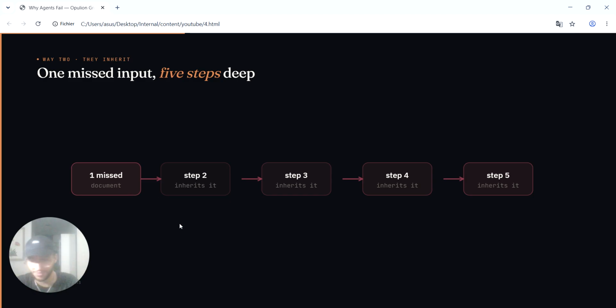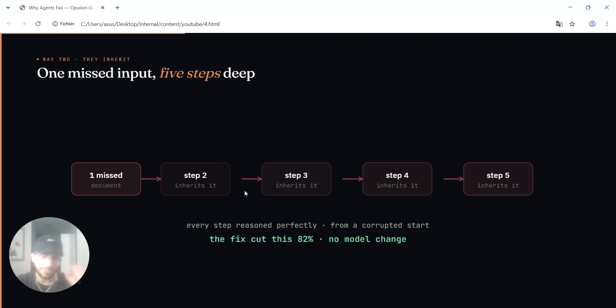So that's the whole reason for this. You know the old line, garbage in, garbage out, and this is worse. It's garbage in, and then the garbage compounds, and every step downstream treats the garbage as settled fact and just keeps building on it. Nobody goes back and checks the source, so the error doesn't get caught at all, and just gets buried deeper with every single step.